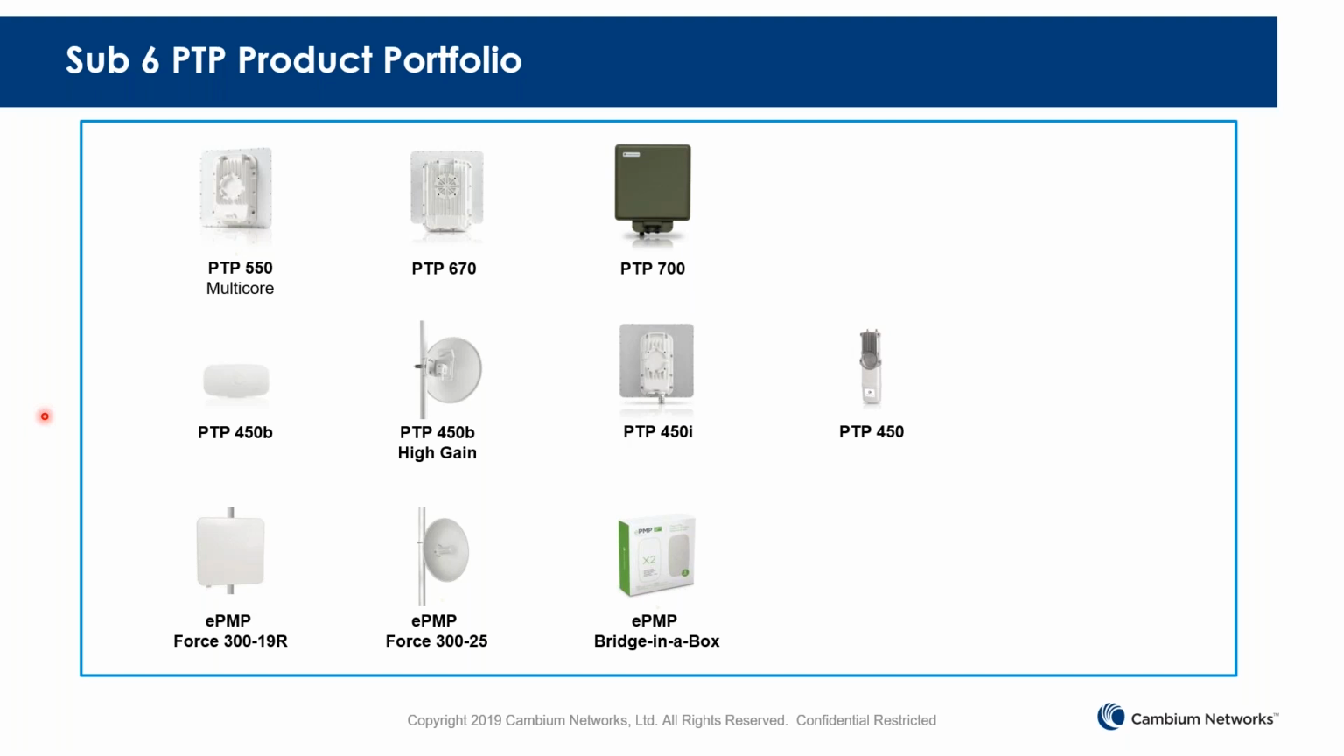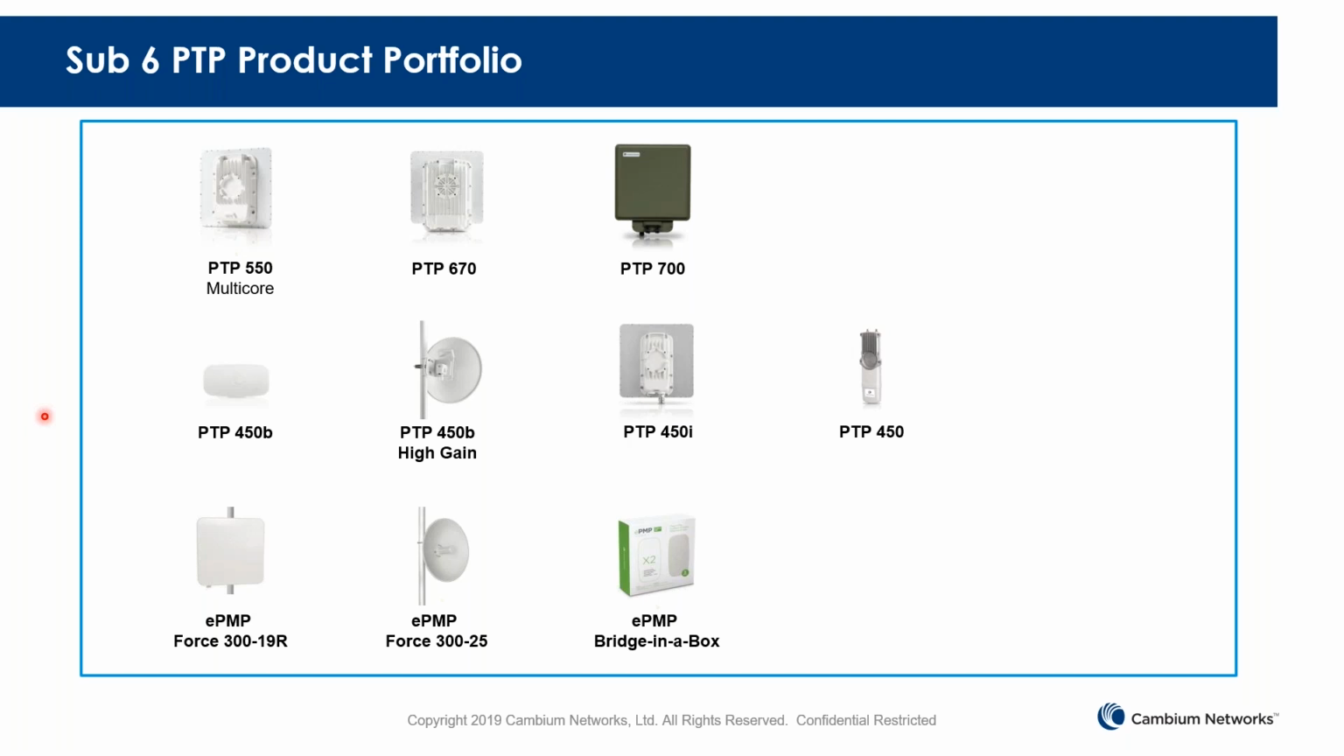Next, we'll focus on the PTP 670. The PTP 670 is the best product in our product portfolio. It has a lot of key features, including security features, and it can be configured as point-to-point or point-to-multipoint. The maximum capacity for the 670 is 450 Mbps. So these two are our primary products. One is for speed and one is for utility and durability. Our PTP 700 is a military grade product.